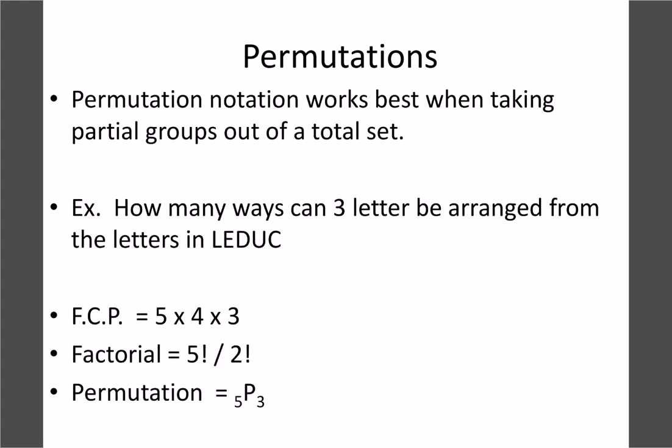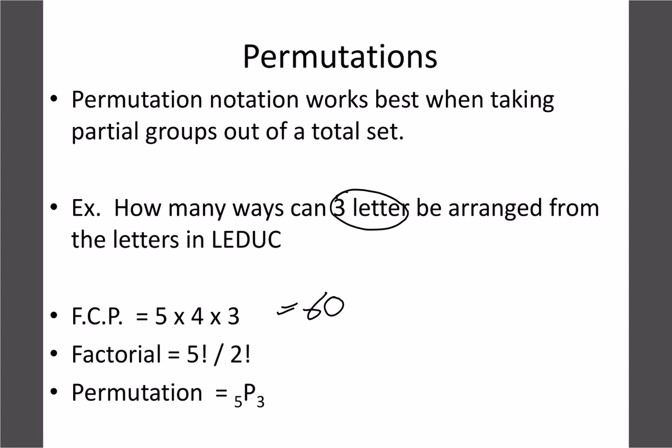So today what we're going to look at is doing the same kind of question, but we're going to use a formula, the P permutation formula, to do this. And the types of questions where the formula works best is typically when you have partial groups. So let's go through the Leduc one again. Now I only want to choose 3 letters out of the 5 for Leduc. So for counting, we would have 5 choices for the first, then 4, then 3. So 5 times 4 times 3 would give us 60.